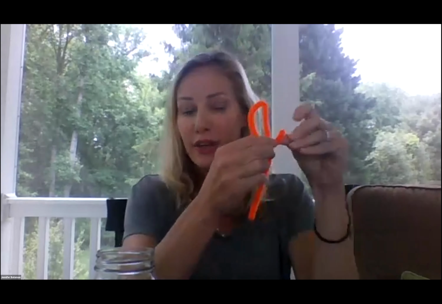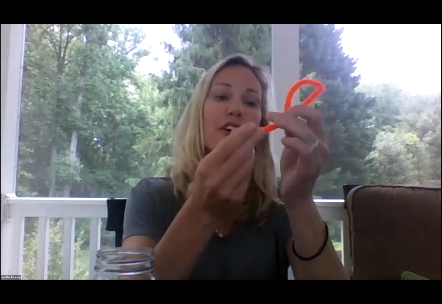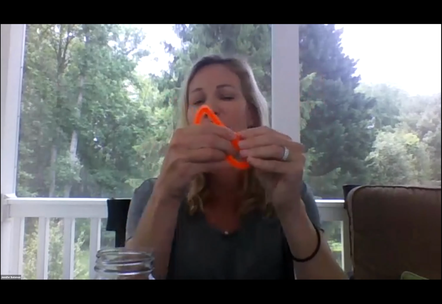Now, for a slightly older age group, they can actually use a couple pipe cleaners and form their whole name in a cursive kind of way. It's a little bit more challenging for them. For a younger group, 5 to 9, you're just going to want to help them create just their first initial.